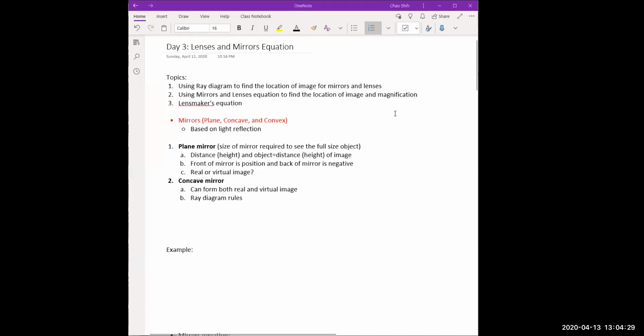Okay, so these other things we're going to talk about. We already talked about plane mirror. We talk about the concave mirror. Any questions about those parts? I'm going to do a quick review about those things.